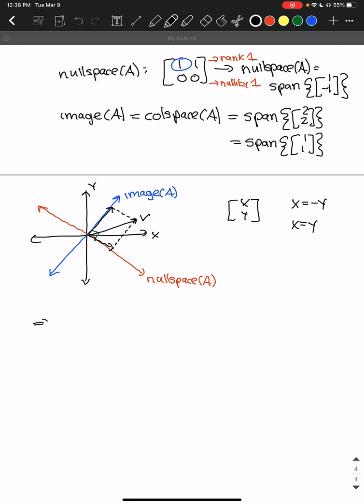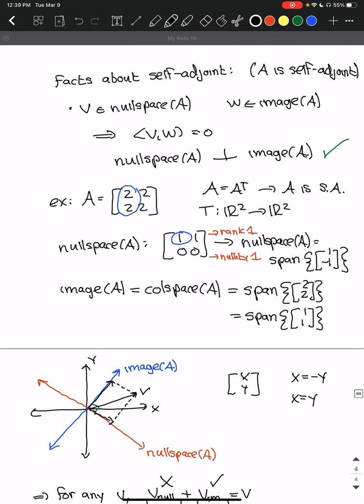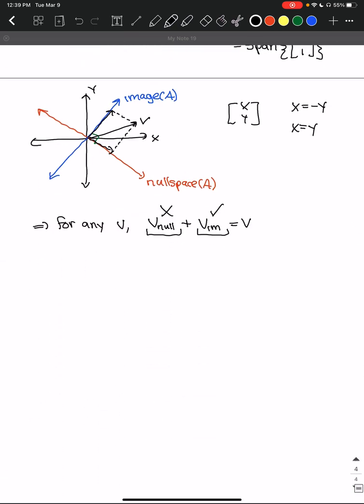So for any V, I can find a V in my null space, and I can add that to a V in my image, and it gives me V. Okay, so I can project it essentially into two separate vectors, one that survives and one that dies under my linear transformation. And that's super cool, in my opinion, something I didn't quite know when I took 240 for the first time, but that's a cool fact about self-adjoint matrices.